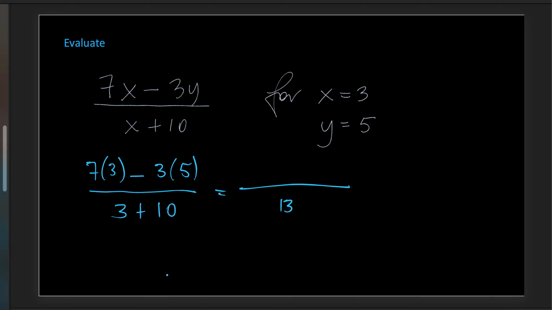That's pretty simple. Now we do multiplication first, right? So this would be 21 minus 15. 13's on the bottom. 21 minus 15 is 6. As long as this is a simplified fraction, then we're done. 6/13.